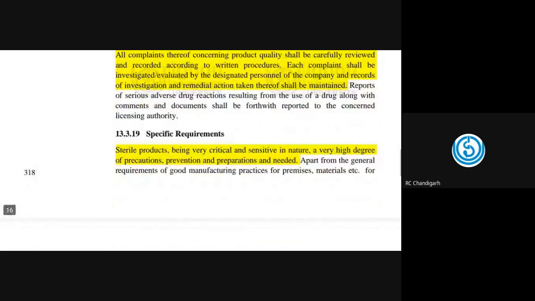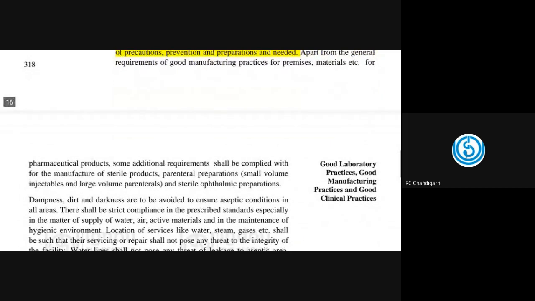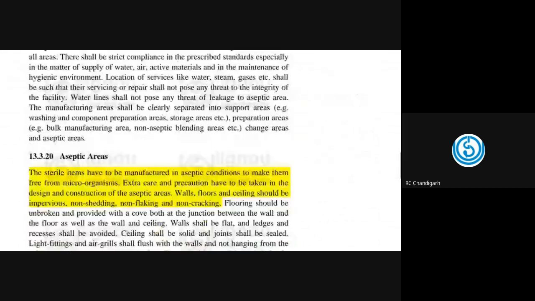Specific requirements. Sterile products being very critical and sensitive in nature, a very high degree of precautions, prevention, and preparations are needed. Apart from general requirements of good manufacturing practices for premises, materials, etc., for pharmaceutical products, some additional requirements shall be complied with in the manufacturing of sterile products, parenteral preparations, and sterile ophthalmic preparations.